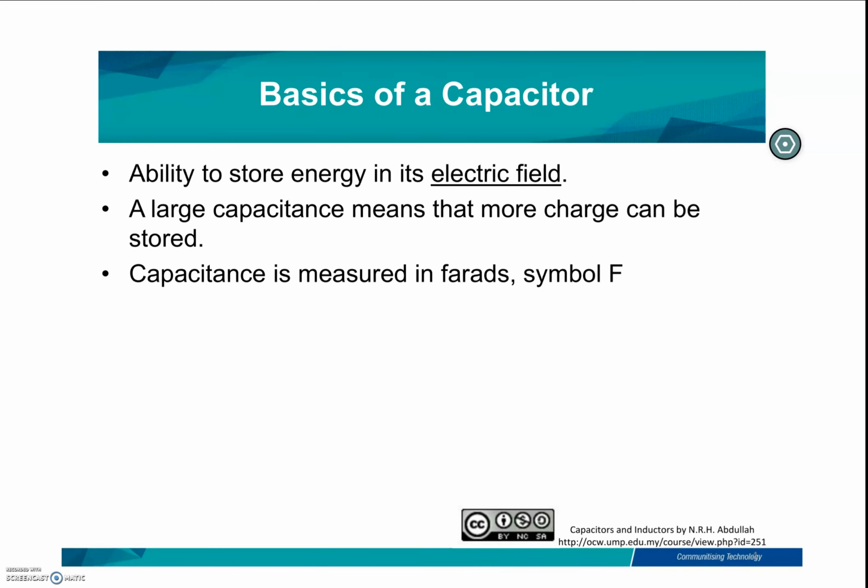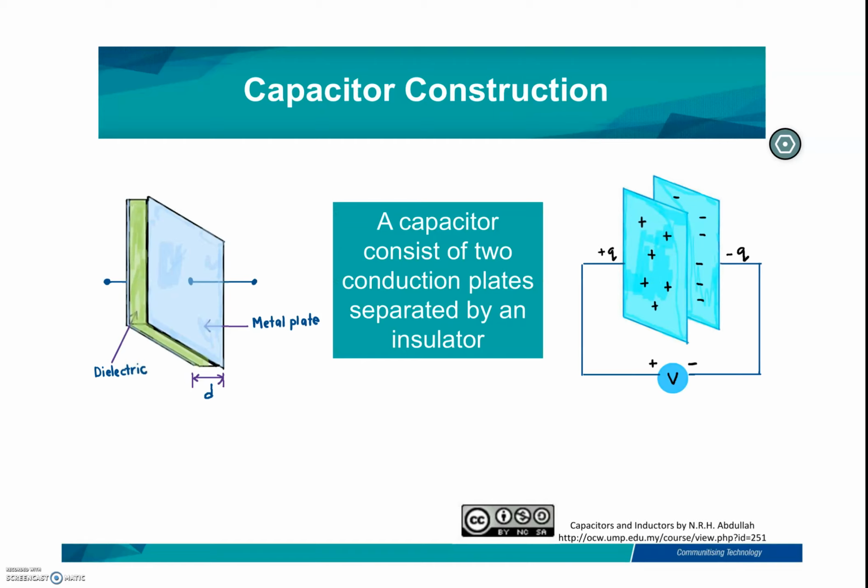A capacitor is able to store energy in its electric field. A large capacitor means that more charge can be stored. Capacitance is measured in farads, with the symbol F. This is the capacitor construction: a capacitor consists of two conducting plates separated by an insulator. You can see that through the image as shown in this slide.